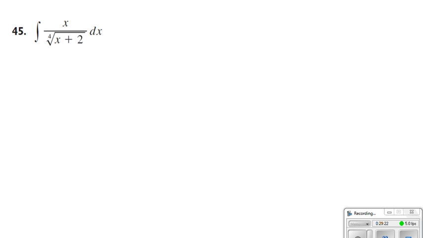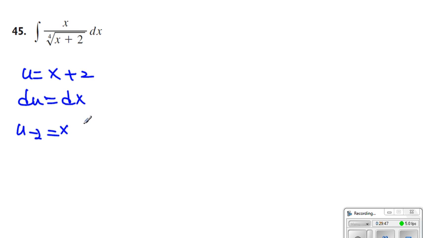Alright, let us look at the next question. Here we have u. If you consider u same way as before, x plus 2, then we end up getting du is equal to dx. That's not a problem. Another thing is then x is equal to u minus 2. So what we end up getting here is that this becomes u minus 2 on top, all over u to the 1/4 power.